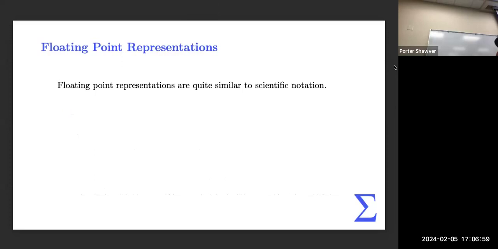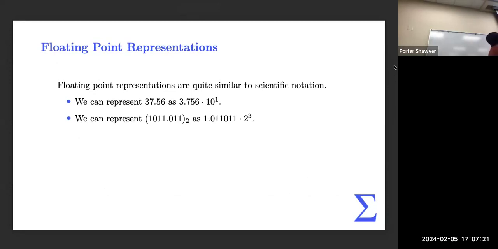Floating point representations are very similar to scientific notation. So when you write down the number 37.56, if you wanted to write that in scientific notation, you'd move it so that there's only one digit before the decimal point, 3.756, and then you'd add a 10 to the 1 to shift it back to where it's supposed to be. We can do the same thing in binary, right? If you have a number like this one, you could shift over the decimal point and then multiply it by 2 cubed to move it back to where it's supposed to be.